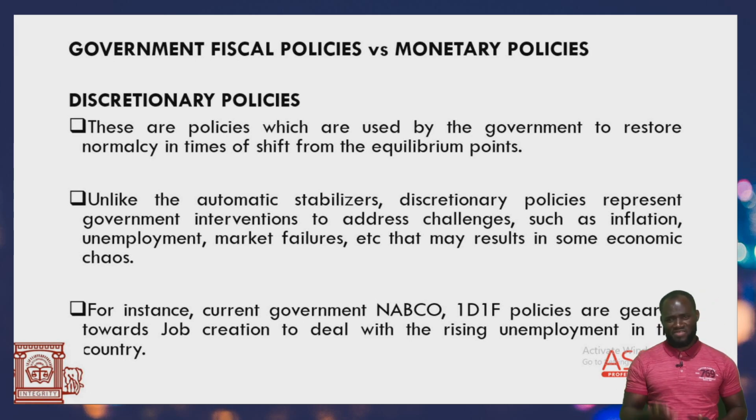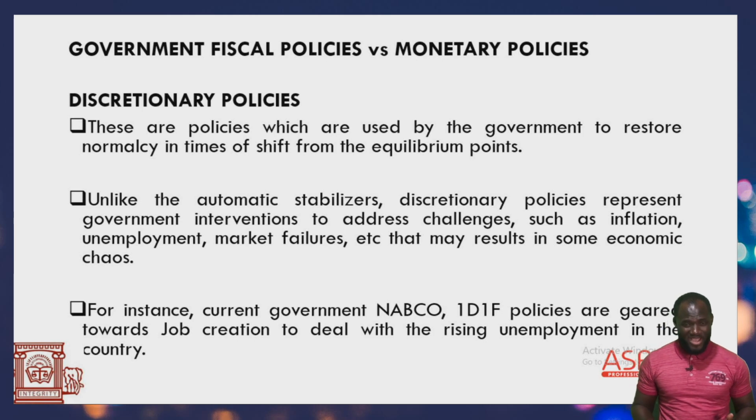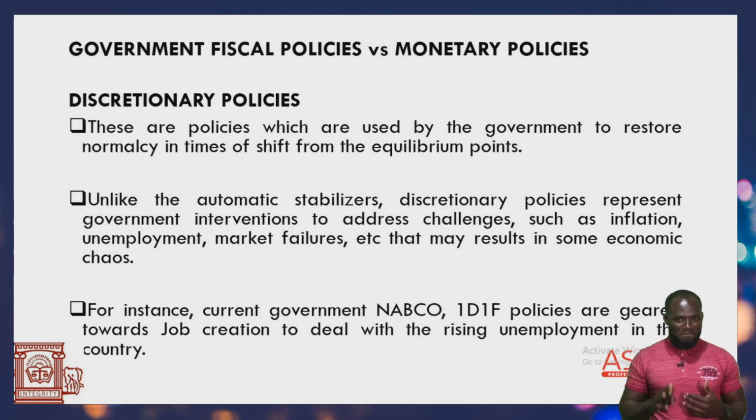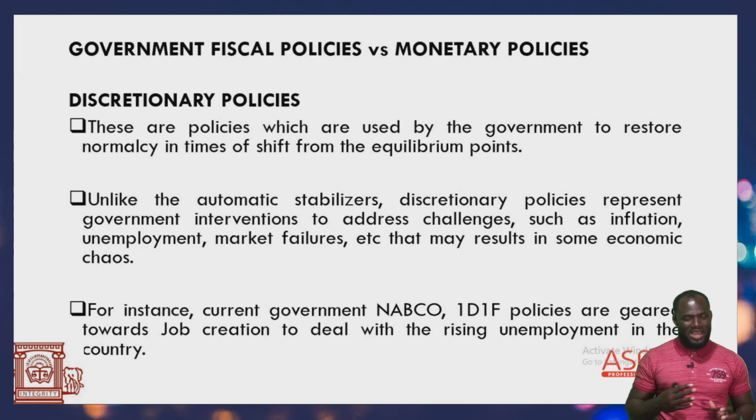Another example is the one district, one factory policy. Here, the government may not build a factory by herself, but in partnership with the private sector, these factories are either upgraded or started from scratch. So once the government has intervened in this regard, it also helps reduce graduate unemployment in this economy.